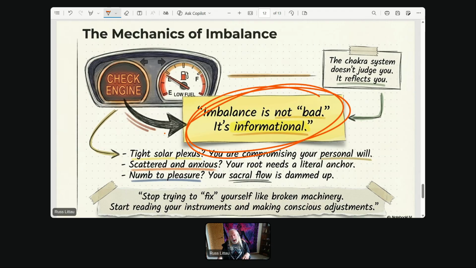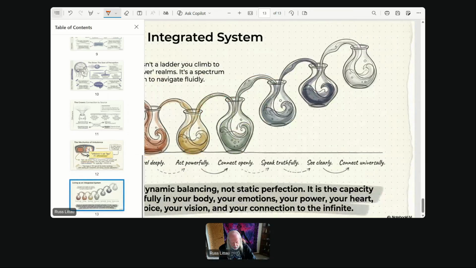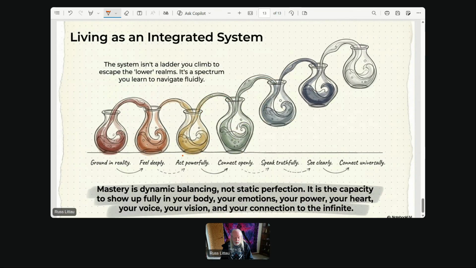Important to remember, right? Imbalance is not bad. It's just information. Remember that. Like, we don't want to look at, again, higher or lower. Higher is better? Lower is worse? No. They're just characteristics. There is nothing in and of itself that is good or bad. It's about balance. Do I have any? Yes, I do have one more here. This is kind of cool. And there you go. Living as an integrated system.